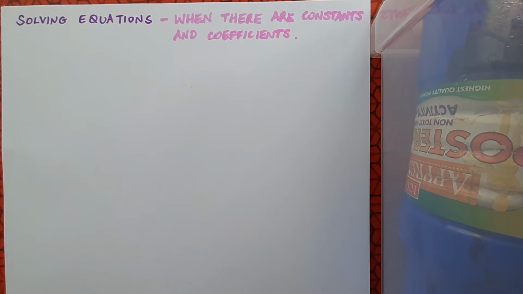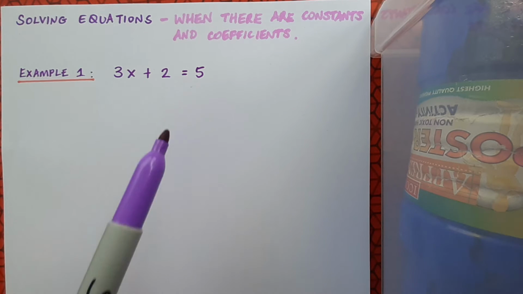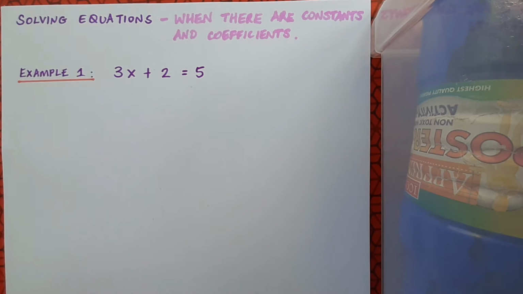This is a video on solving equations when there are constants and coefficients. So my first example is 3x plus 2 equals 5. We can see in this example that there are constants 2 and 5, and there's also a coefficient 3.